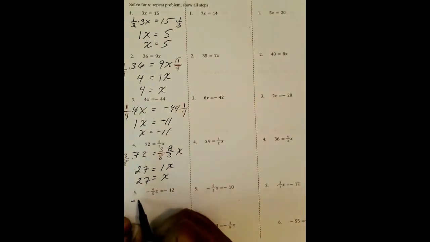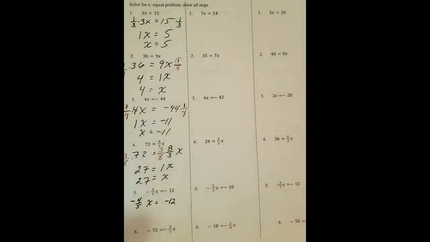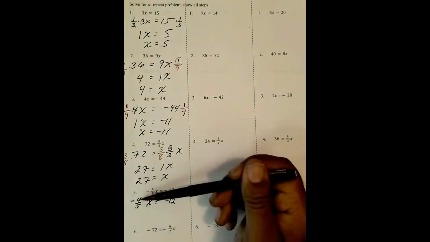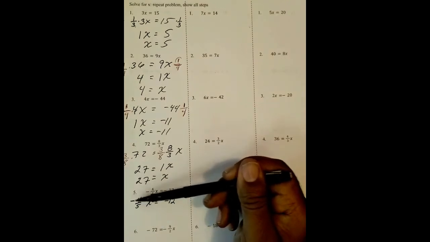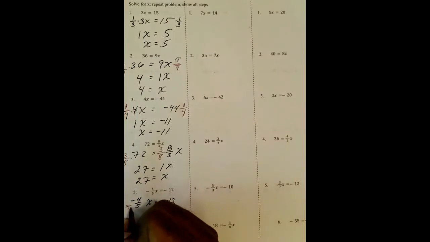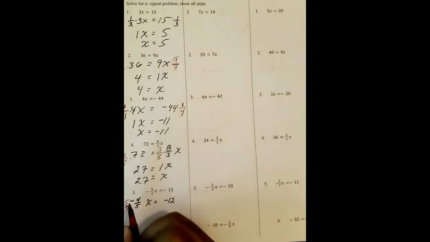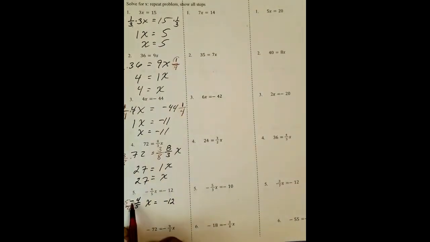Okay. Next, we have negative 4/5 a x equals negative 12. So there are three things we need to get rid of. We need to get rid of a multiplying 4, a dividing 5, and a negative. Well, to get rid of the multiplying 4, we're going to need a dividing 4. To get rid of the dividing 5, we're going to need a multiplying 5. And to turn this negative into a positive, we need another negative.